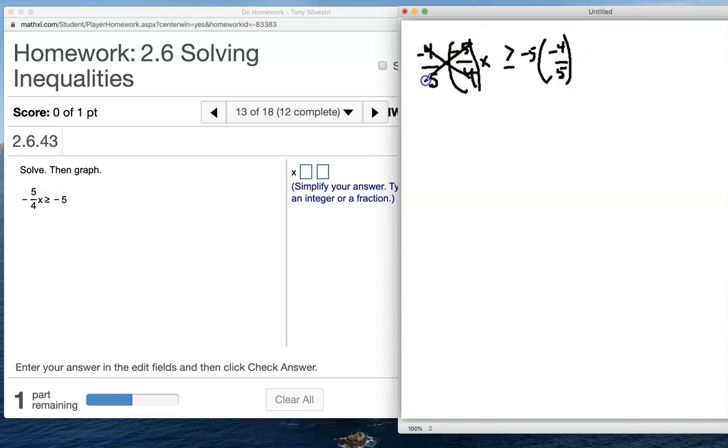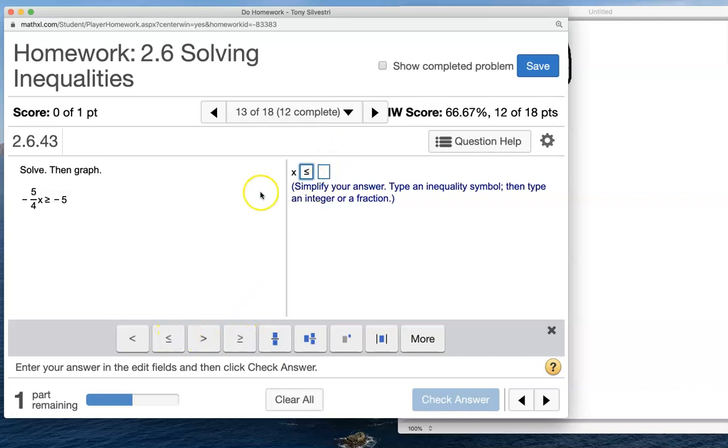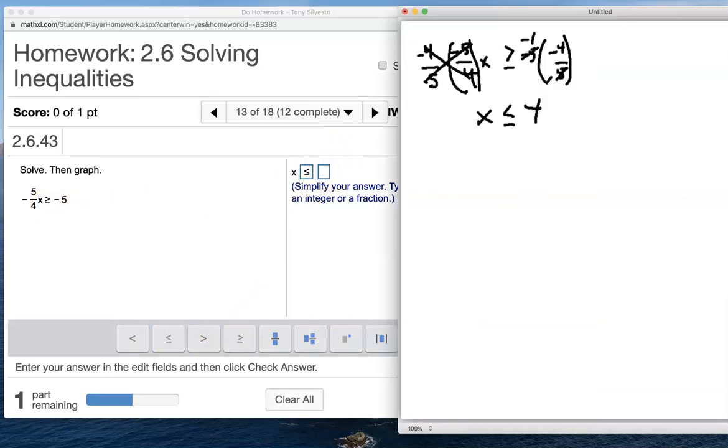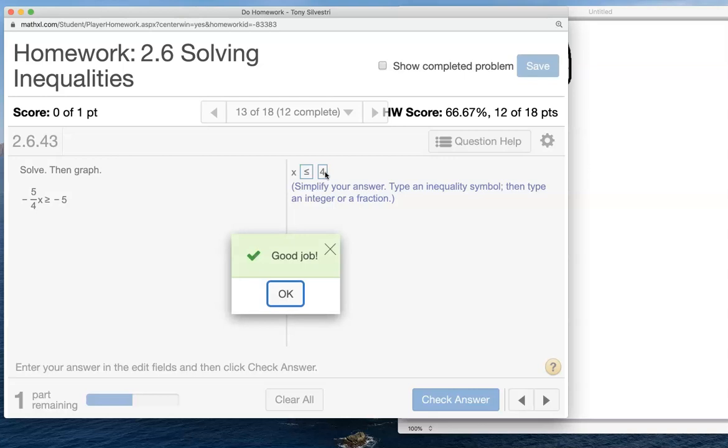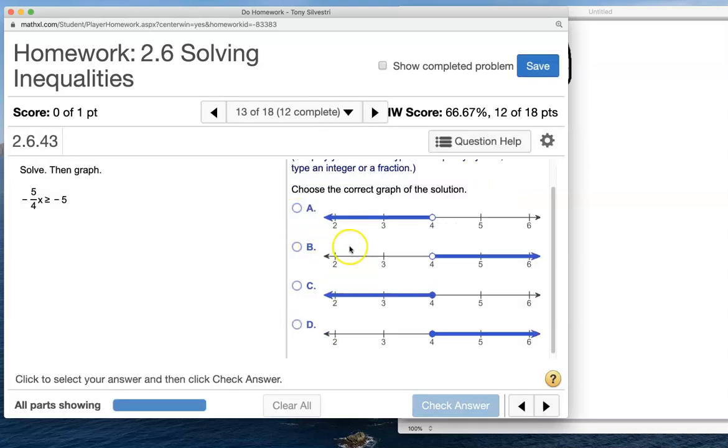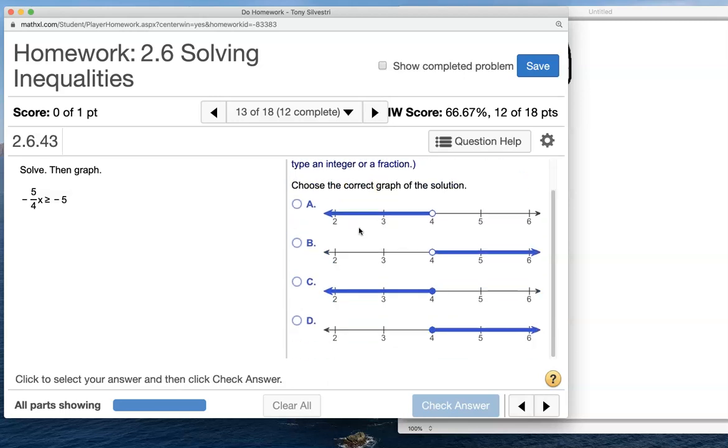This cancels, leaving you with the x. What have I just done? I have multiplied both sides by a negative number, negative 4/5, which means I have to change the direction of the arrow. 5 goes into negative 5 negative 1 time. Negative 1 times negative 4 is 4. X is less than or equal to 4. Notice it's a different direction. Nice. You think less than or equal to: solid dot. Less than means to the left, right there.